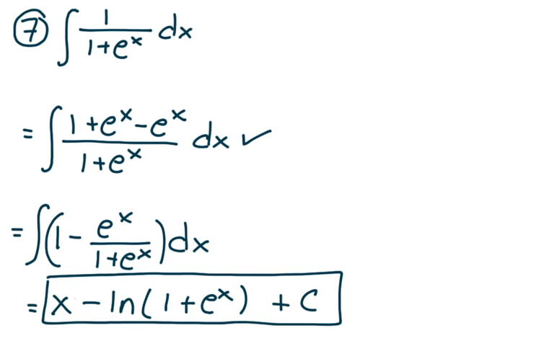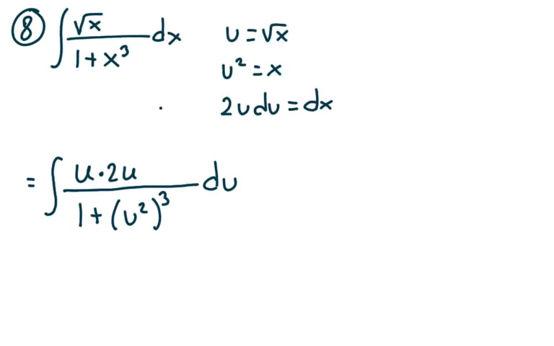And I'm done, because remember that the derivative of 1 plus e to the x is e to the x. So when I integrate, I get x minus natural log of 1 plus e to the x plus c. Number 7.